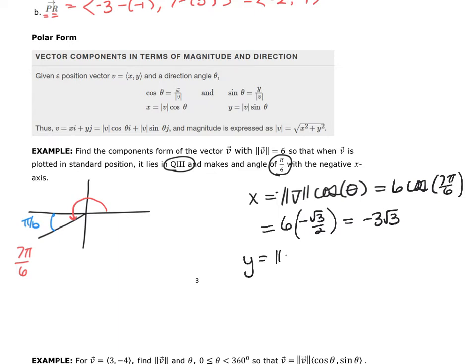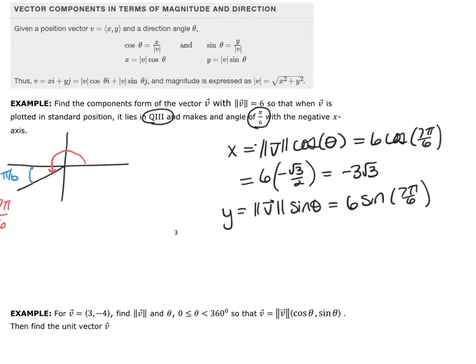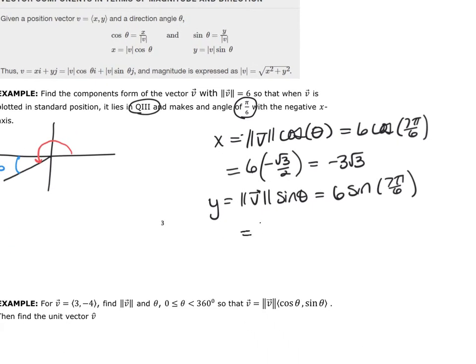Now I'm going to find the y part. The y part is going to be my magnitude multiplied by the sine of my angle. So it's going to be 6 times the sine of 7 pi over 6. Again, if 7 pi over 6 were not on my unit circle, then I would just put that in my calculator. But in this case, it is. So this is going to be equal to 6 times, and the sine of 7 pi over 6 is negative 1/2, and so this is going to be negative 3. The component form then is negative 3 root 3, comma, negative 3.